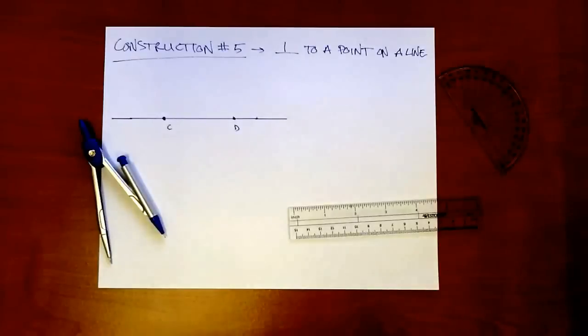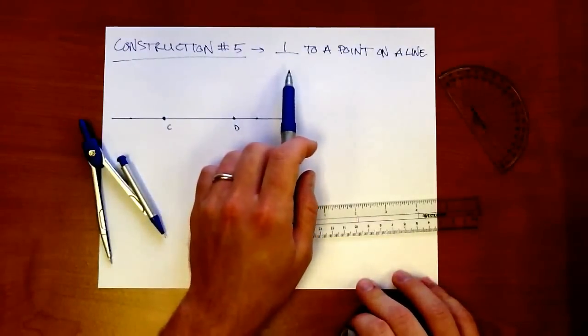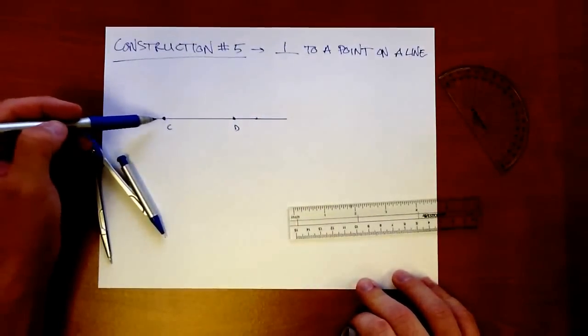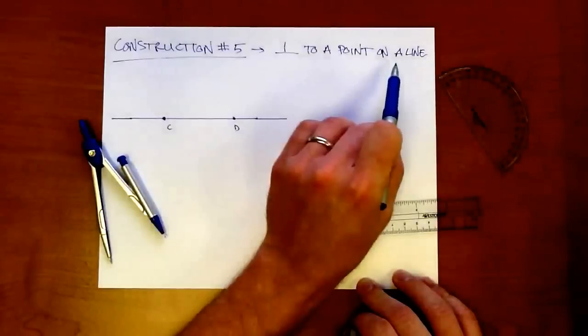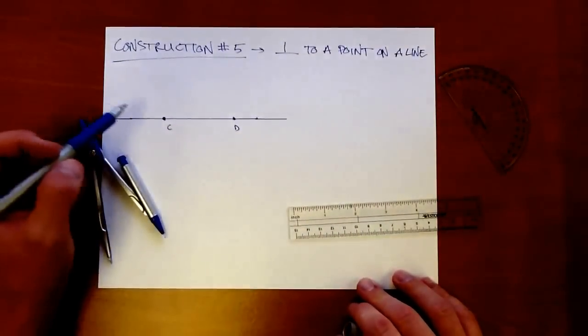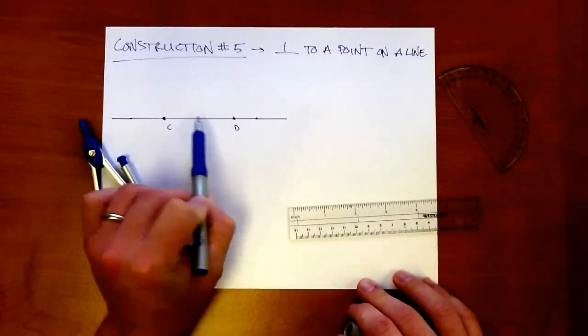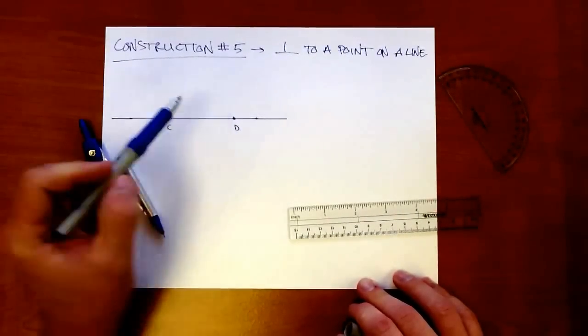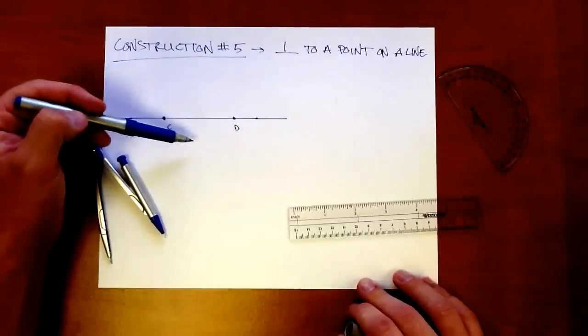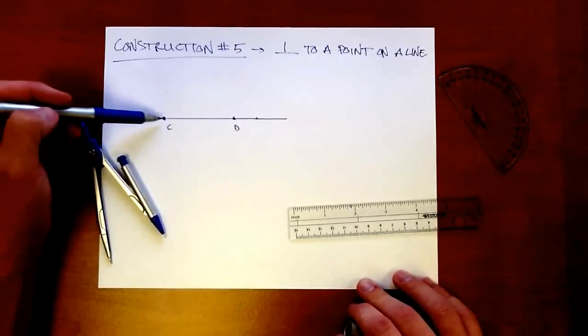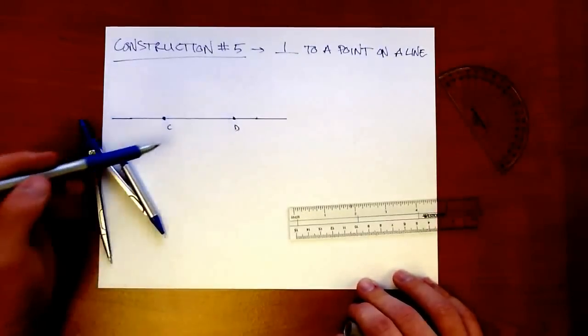As you see written here, we are working on our fifth construction. We have a line here with 2 points on it, and what we want to do is draw a perpendicular line, so a line perpendicular to this one that goes through a point on a line. Before, we did perpendicular bisectors, so you take the segment CD and you draw a perpendicular bisector, a line that's perpendicular through the middle here. Now we want to draw a line that's perpendicular just through point C or just through point D.